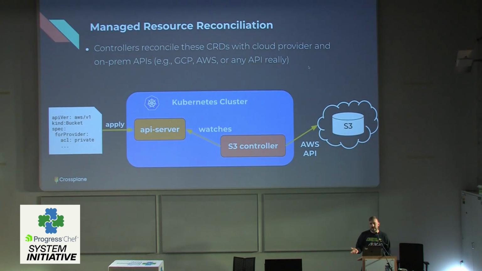So this is the reconciliation loop I was talking about. On the left, you have the actual object you want to apply. You send the request against the API server. Then the S3 controller picks it up, watches it, and makes sure that your bucket looks exactly like you want it on the cloud. And a nice thing about it: if someone with admin access goes and changes something on the bucket, Crossplane will just come and roll it back.